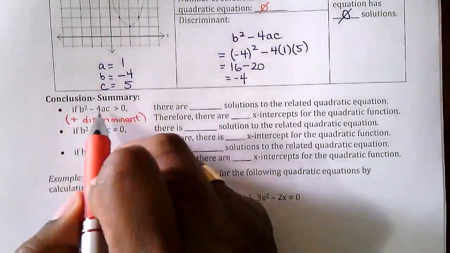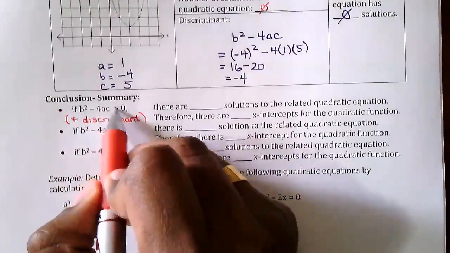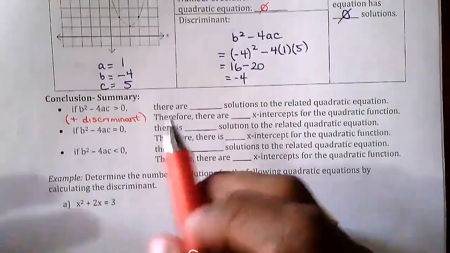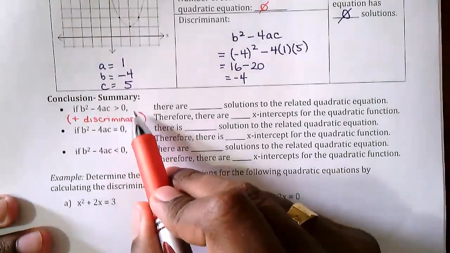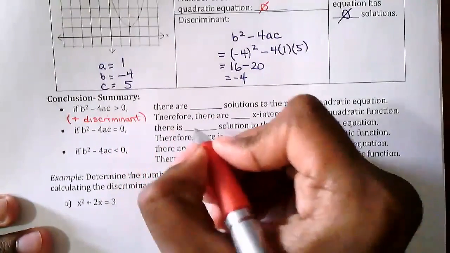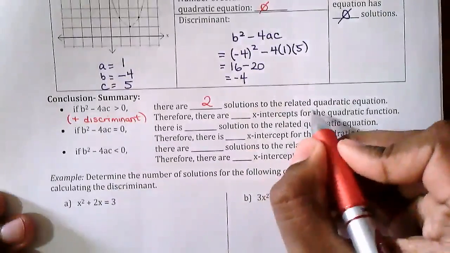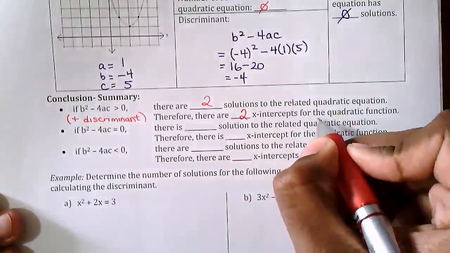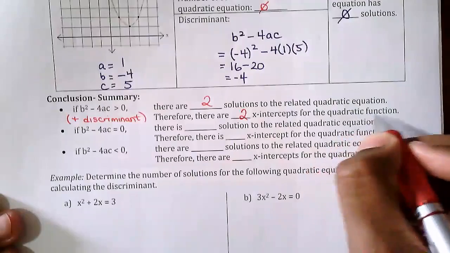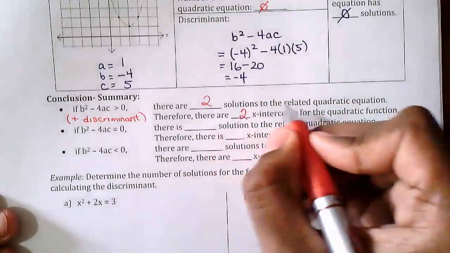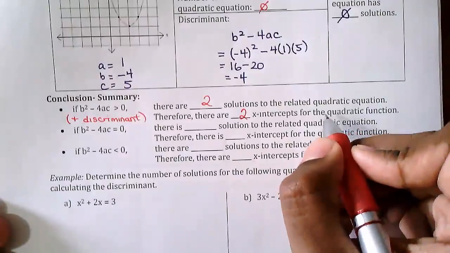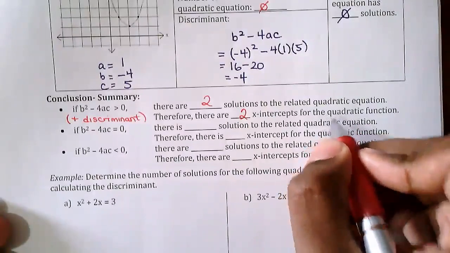so again, b squared minus 4ac is our discriminant. We're saying it's greater than 0, so it must be a positive number. So if b squared minus 4ac is greater than 0, we know that there are 2 solutions to the related quadratic equation. Therefore, there are 2 x-intercepts for the corresponding quadratic function, because the number of solutions in the equation equals the number of x-intercepts in the function. You should get really tired of me saying that over and over.